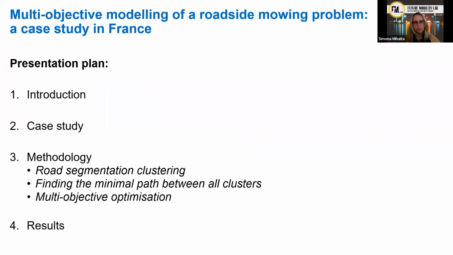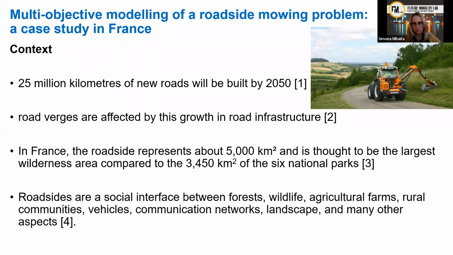summary of this presentation. So I'm going to talk about the problem. I'm going to talk about the case study that we have been working on and the methodology, which includes three main parts. The first one is really a clustering around the road segments. Then basically the second step is around how can we find the minimal path between cluster of road segments. And then finally, how we describe and how we formulate a multi-objective optimization problem, of course, ending with some results.